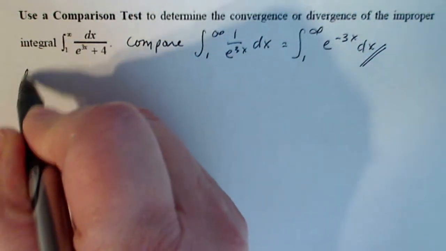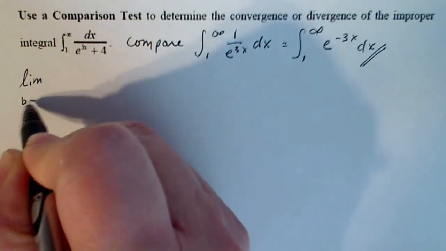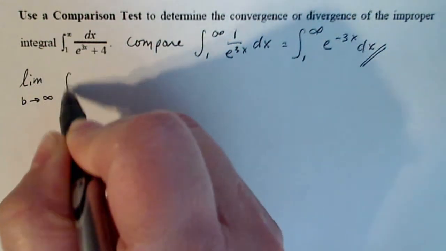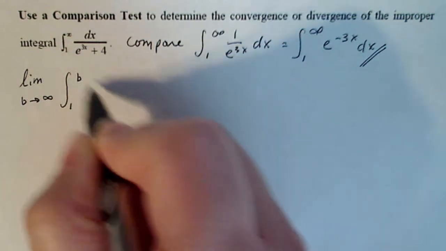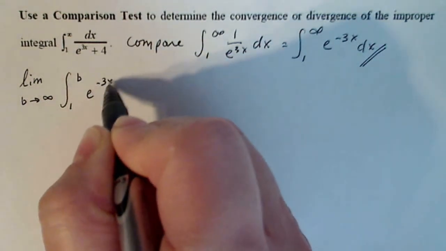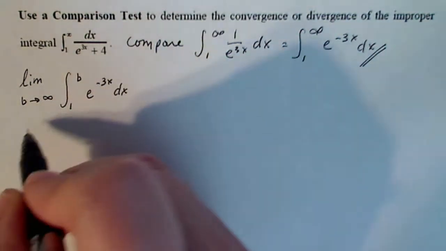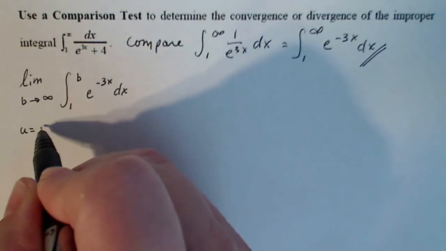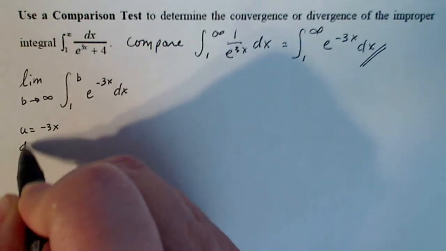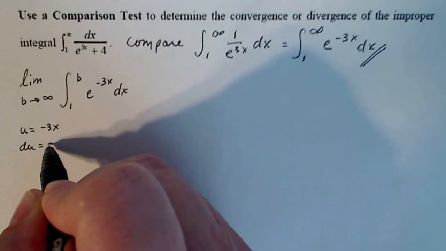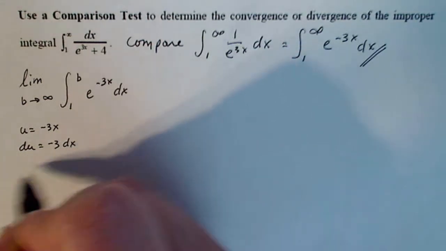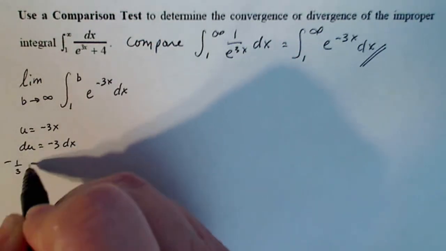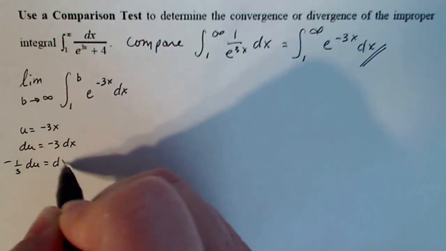The first thing you do when you're doing an improper integral is you write your limit. The limit is, as b goes to infinity in this case, of the integral from 1 to b of e to the minus 3x dx. I'm going to use substitution on this. u equals minus 3x, du equals minus 3 dx, so negative 1/3 du equals dx.